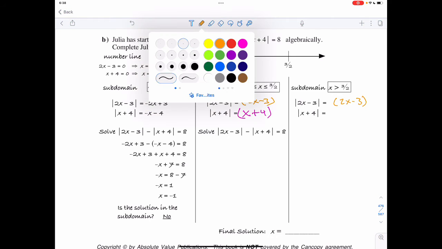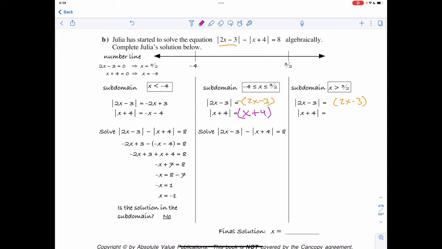Same thing, because I know that the positive version of x plus 4 is occurring here, if I keep going bigger, it's still going to be the positive version of x plus 4. It's still bigger than negative 4. So that's how I can figure out if it's positive or negative in each domain. Only one of the absolute values should change at each of the changing points, and it's just the absolute value that is related to that domain.